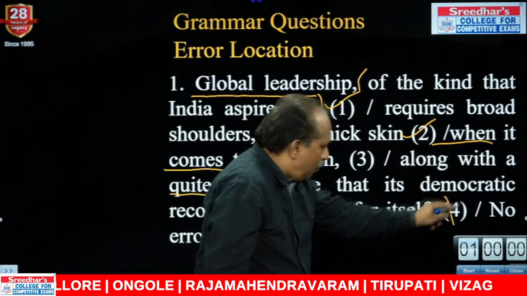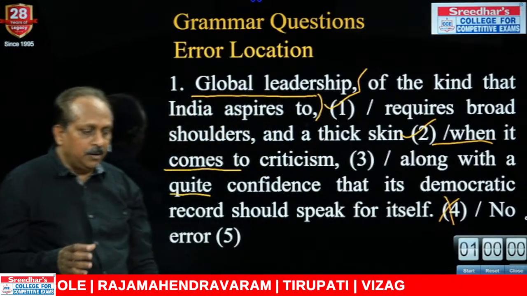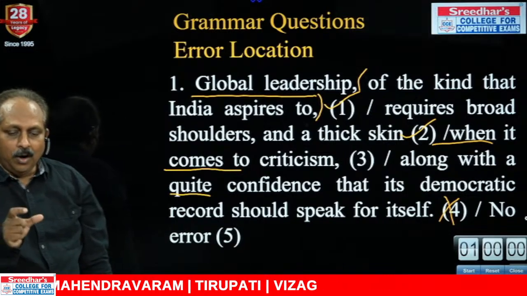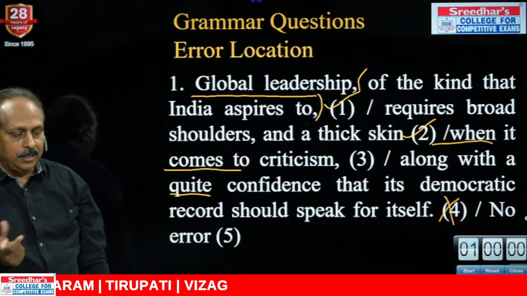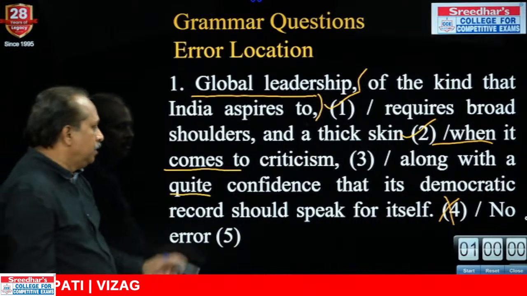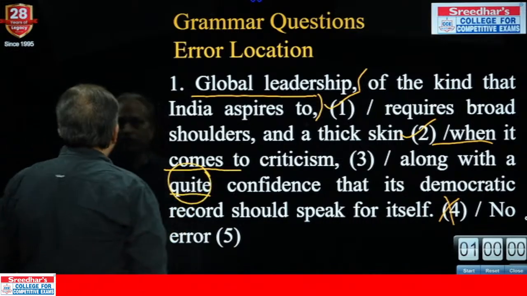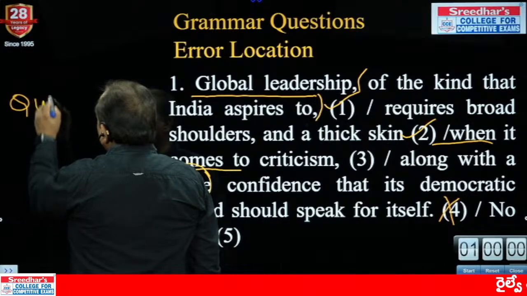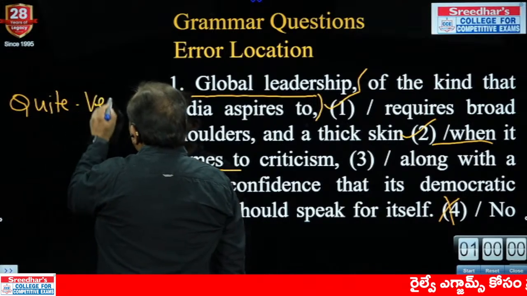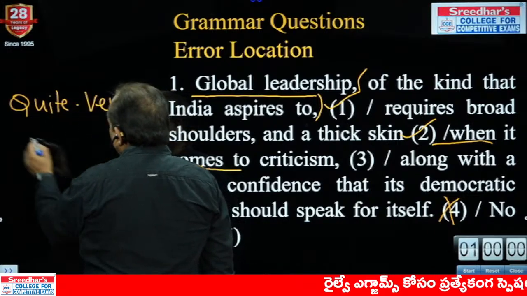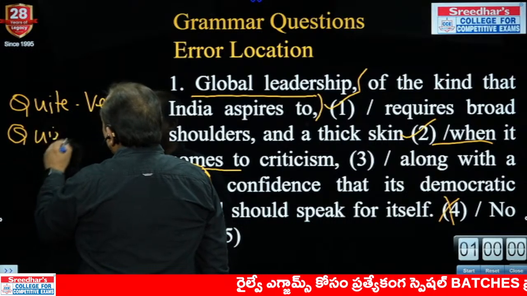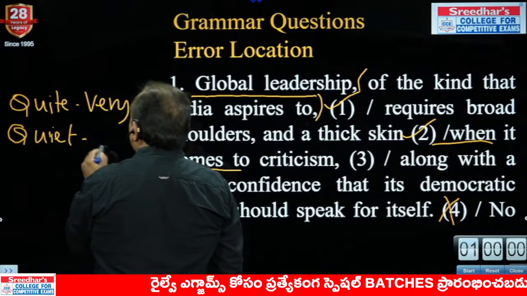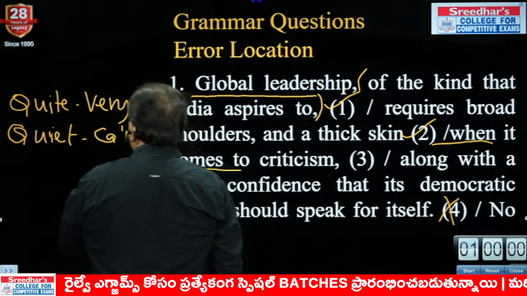Very good. When you say there's an error in the fourth part, you should also mention what exactly the problem is, what is wrong, and what is the correct expression. Here, this is a problem. There are two words. One is quite. Quite means what? Very. Quite big means very big. What is the other one? Quiet. Quiet means what? Calm.